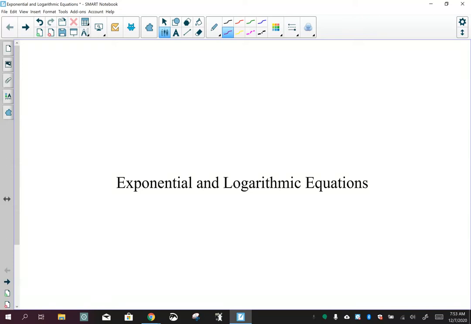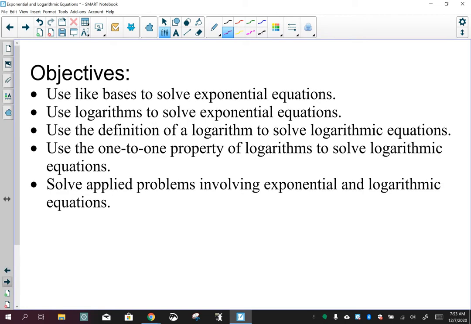Hello, everybody. So today we are going to look at exponential and logarithmic equations. In this section, we're going to solve equations that are in exponential form that have the same bases and then different bases. And then we're going to go into log form and use the properties that we've learned over the past week or so and apply those properties to solve these equations.